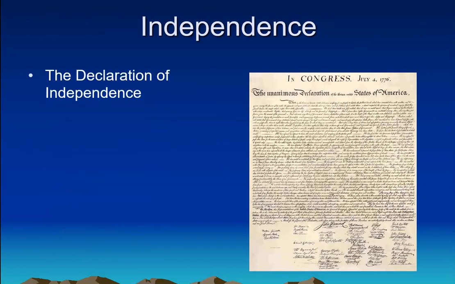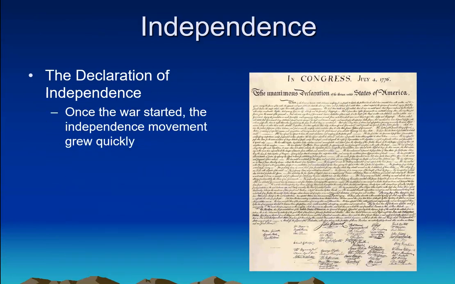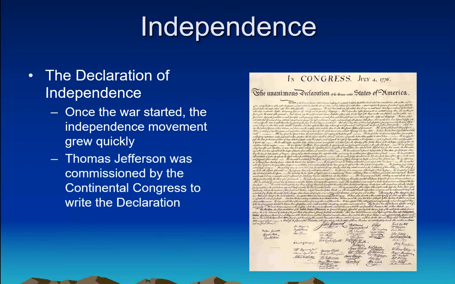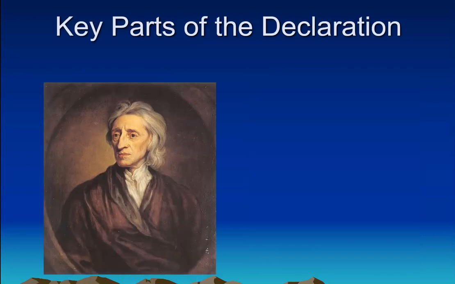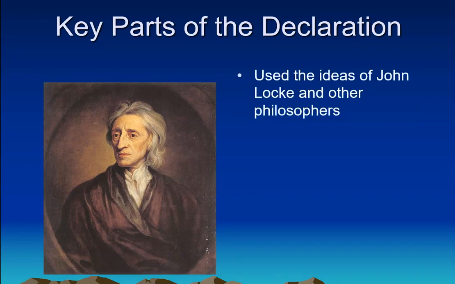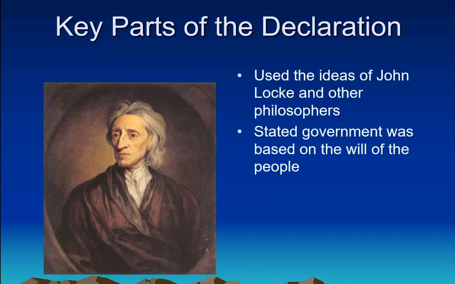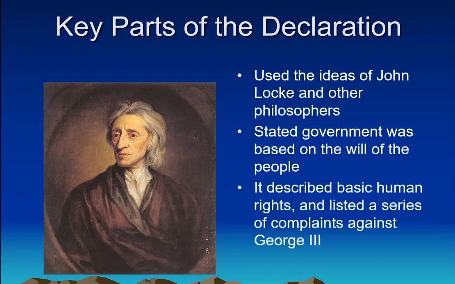Now, the Declaration of Independence was written, obviously, in 1776. Once the war started, the independence movement grew quickly, and Thomas Jefferson was commissioned by the Continental Congress to write the Declaration. It was approved July 4th, 1776. Key parts. It used the ideas of John Locke and other philosophers, stated that government was based on the will of the people, popular sovereignty, and it described basic human rights and listed a series of complaints against George III. Actually, most of it is a series of complaints against George III.